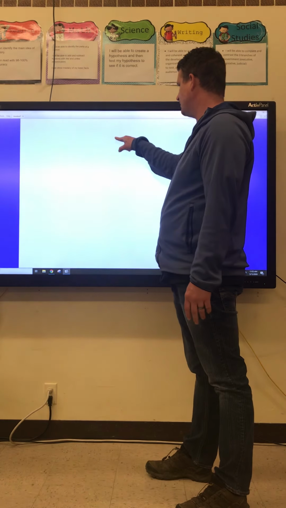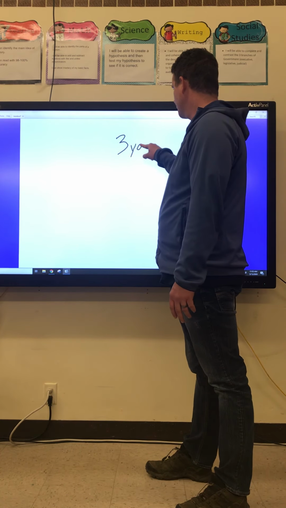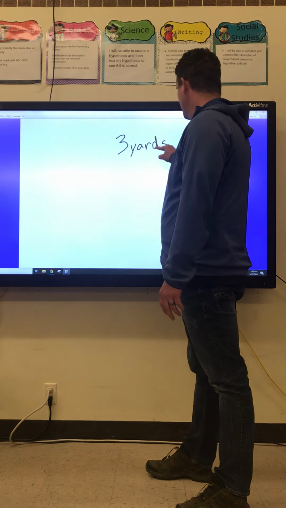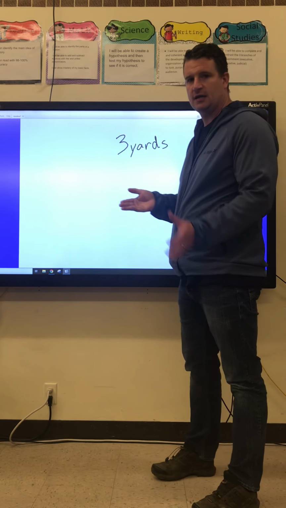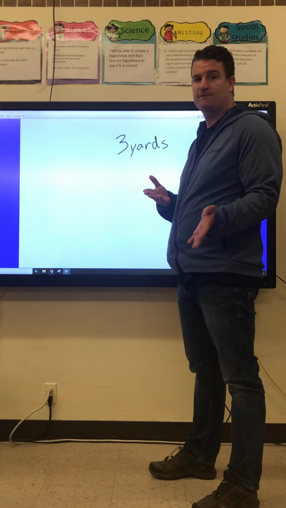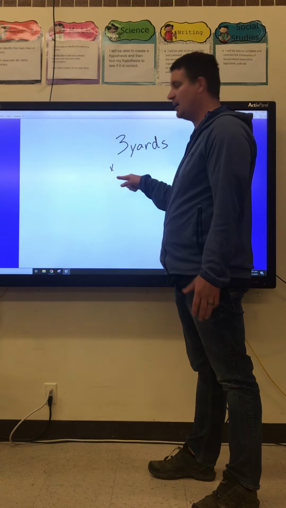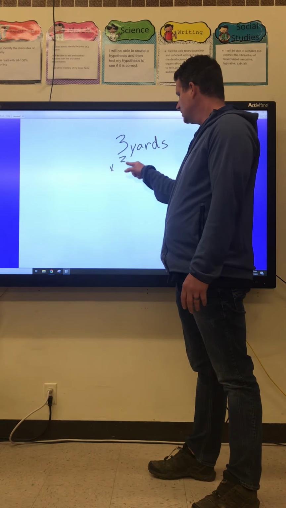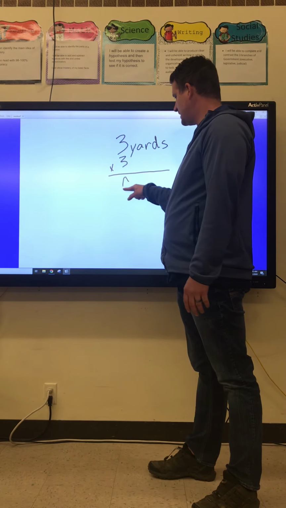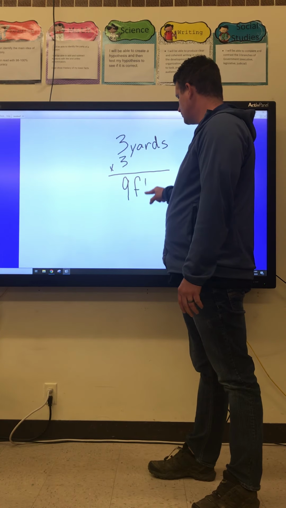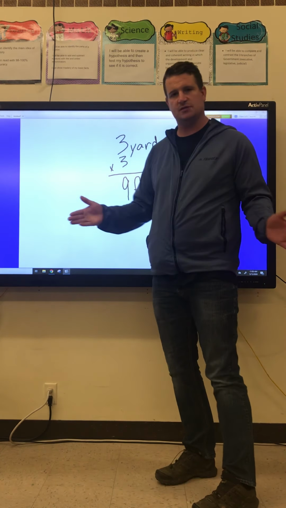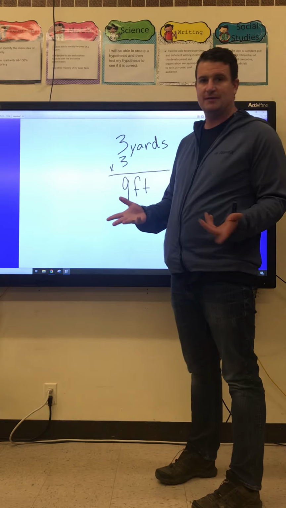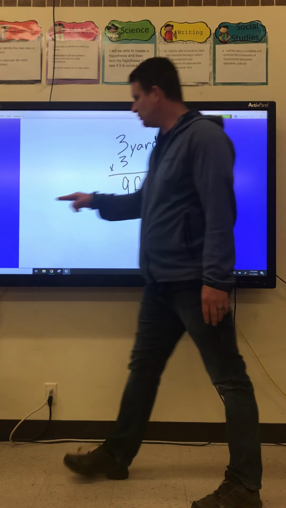We can do this also with yards. So we have 3 yards. We know that each yard is 3 feet, so we would have to times this by 3. So now we have 9 feet in 3 yards. So if you're measuring out something, it could be 3 yards, well, it could also be 9 feet.